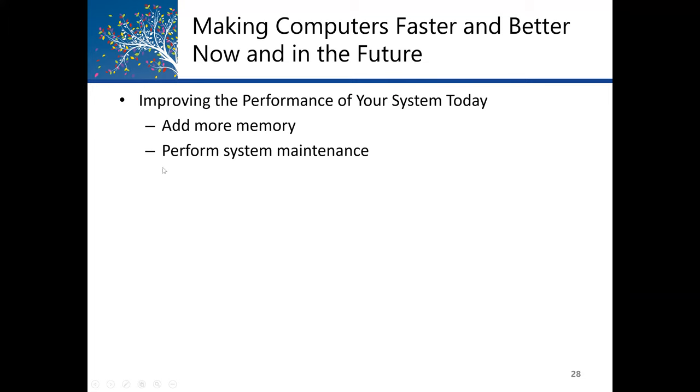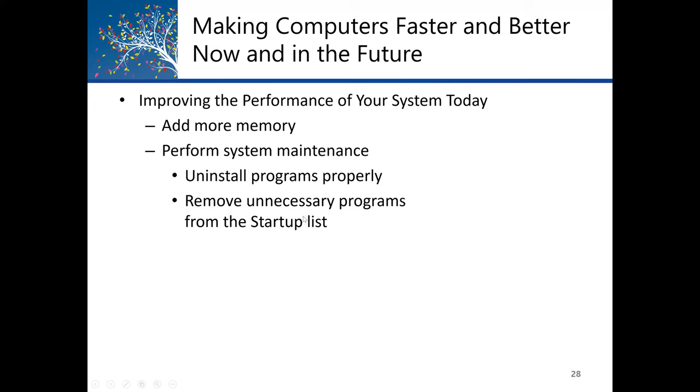Now, ways to improve the performance of your system today: add more memory and perform system maintenance. We always say that in order to improve the performance of our computer, especially the speed, is to upgrade the memory, increase the memory size. We normally don't change the CPU because the CPU is one of the expensive components in the computer system. So if increasing the memory doesn't improve the performance, then it's time to change the computer. Or another option, if you have any program that you don't need, you can uninstall it.